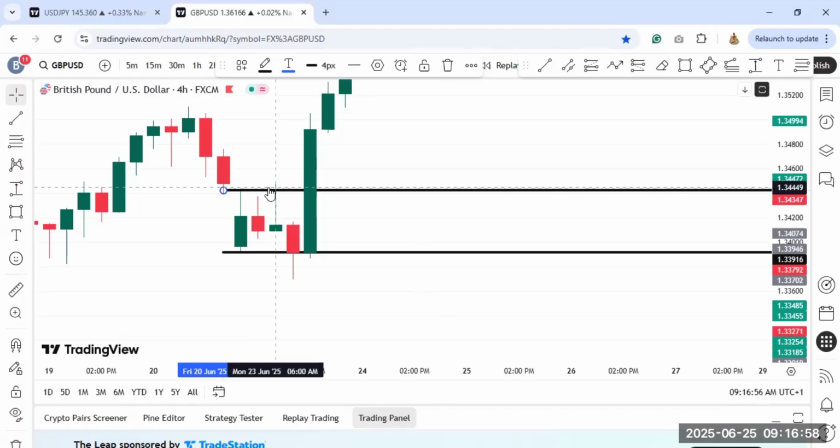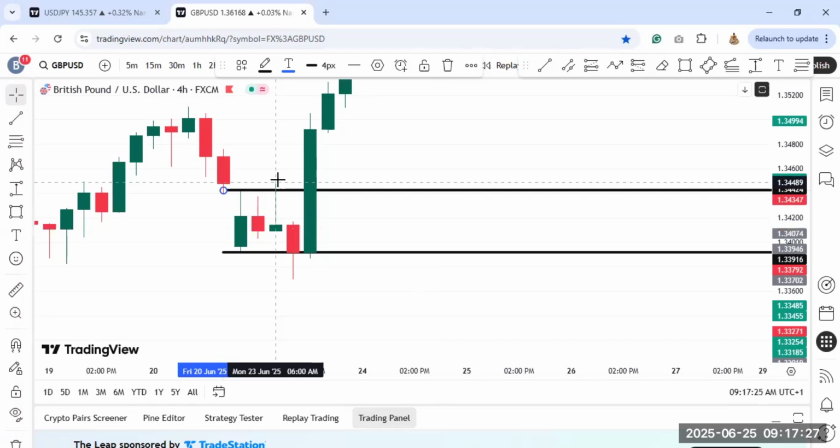What we have to do now is to wait for whichever of these levels, whether it's the top that will be broken first or the lower part that will be broken first. And we will wait for that to happen on the 4-hour time frame. You can see that market continued ranging. That is why it is an opening range.